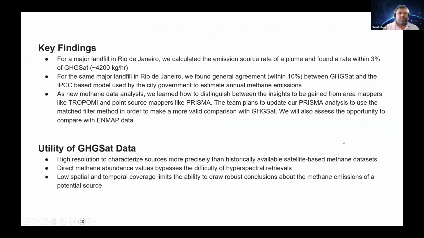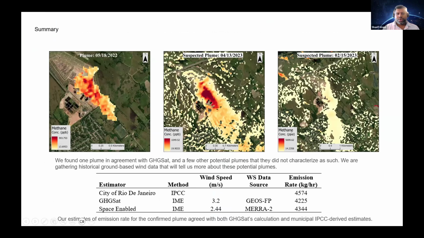And if I go to that, I'm not going to talk about these key findings or the utility of GHGSat data, but I would like to just show this summary slide. We are using GHGSat data to see if there is a plume on top of an infrastructure like landfills. This is a big, active landfill, and we found that there is a big plume out of this. We had maybe 20, 25 observations in total, and out of these 25 observations, we found only one plume.